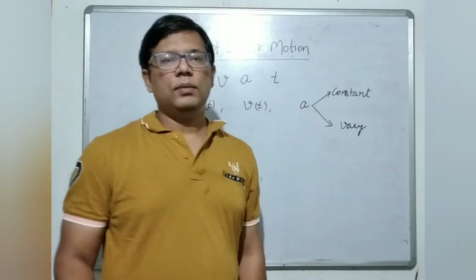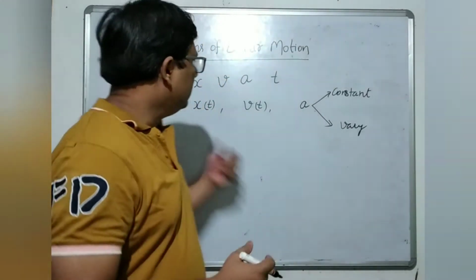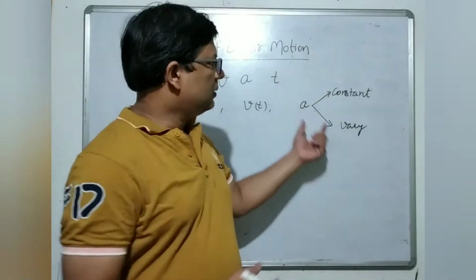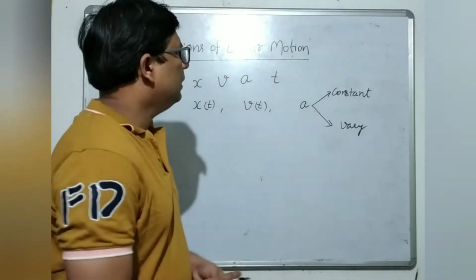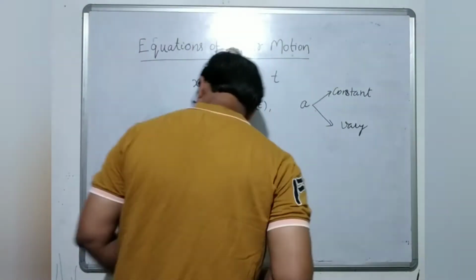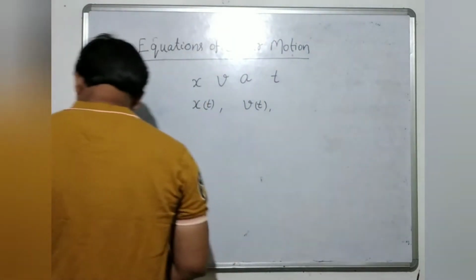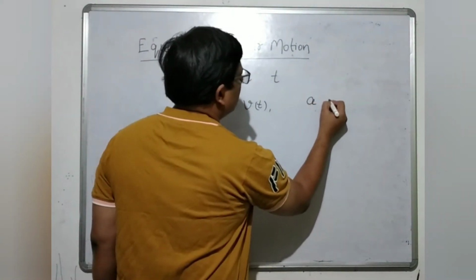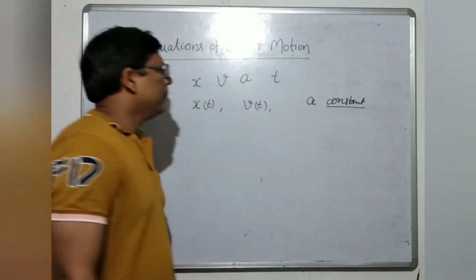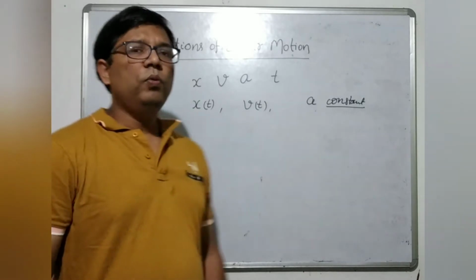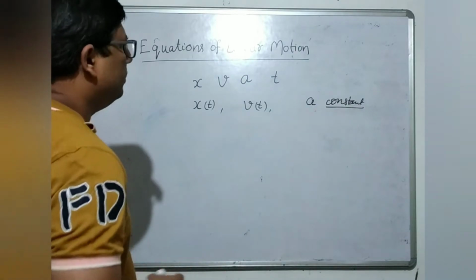Acceleration varying will be a particular case, and for that we will learn how to find x, v, etc. when acceleration varies with time. But for the time being, we are considering that acceleration will remain constant with respect to time. So, acceleration constant. Okay. So how do we come to know about these terms? Let us see one by one.